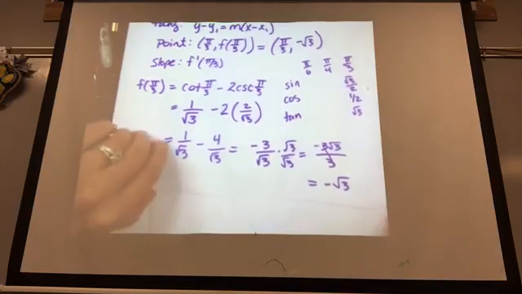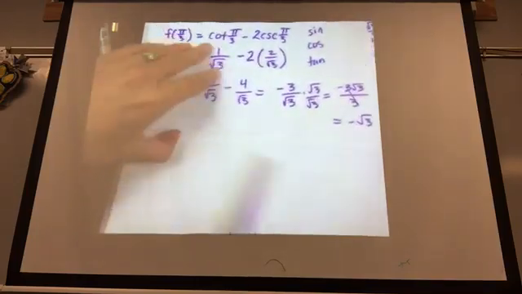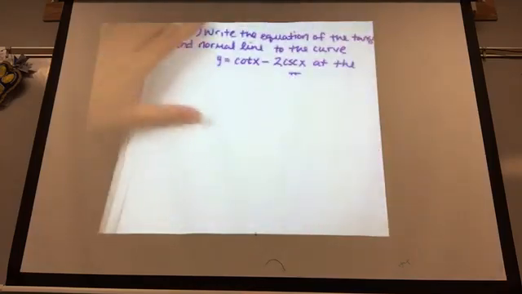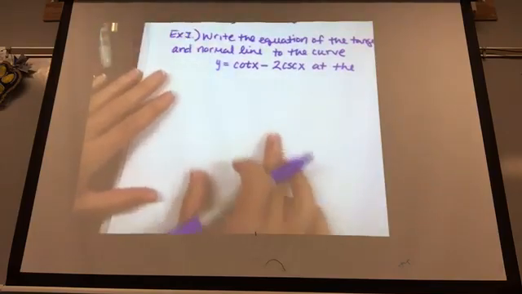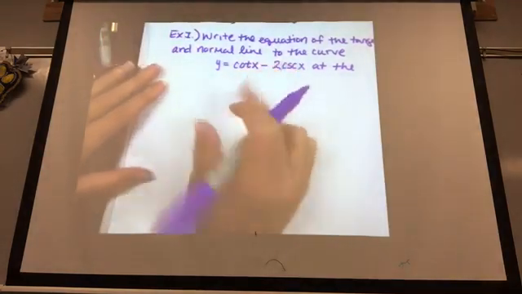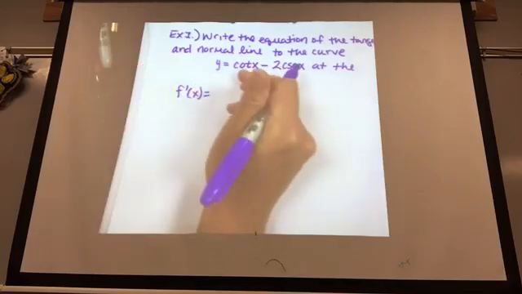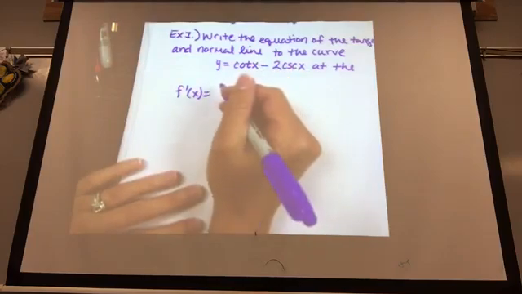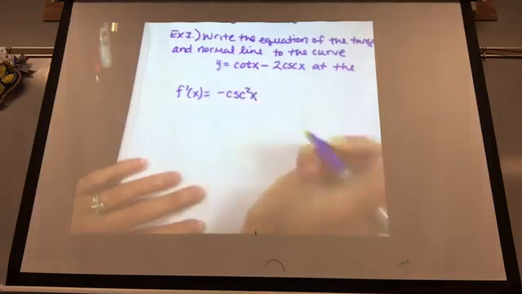Alright, now my slope. I need to find my derivative. So let's look up our equation for our function, and I can just take the derivative of each term. So f prime of x, the derivative of cotangent of x, is negative cosecant squared of x.